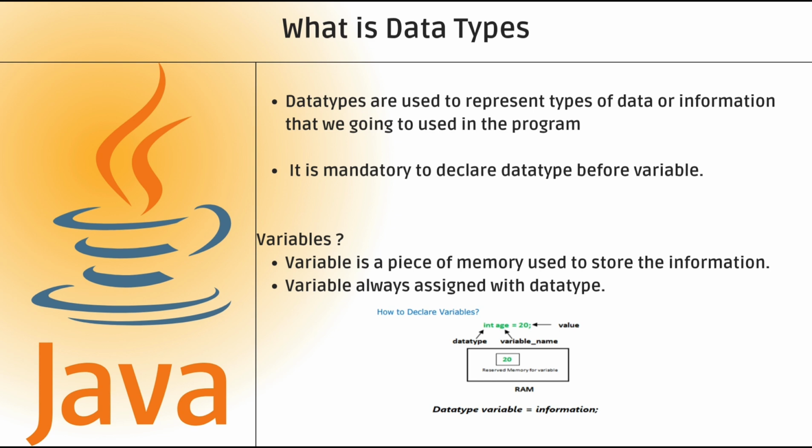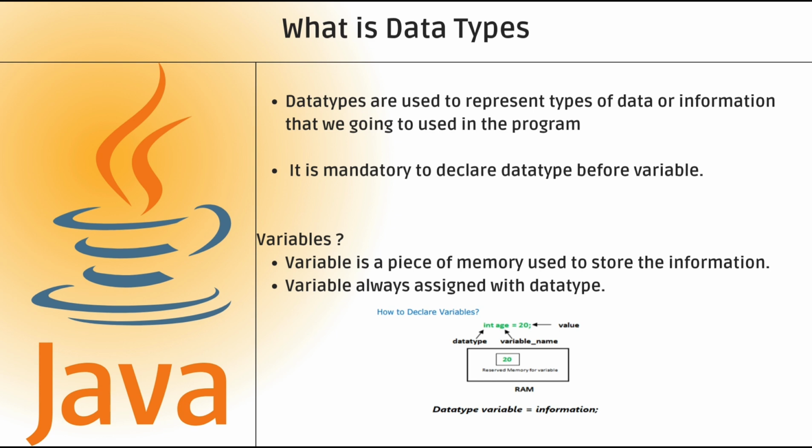Now let's move to the variable. A variable is simply a piece of memory where we store the information. Okay. You can think of it like a box that holds the data. But here is the key. A variable always has to be assigned a data type. You can't just have a floating variable with no information about what kind of data is going to store.